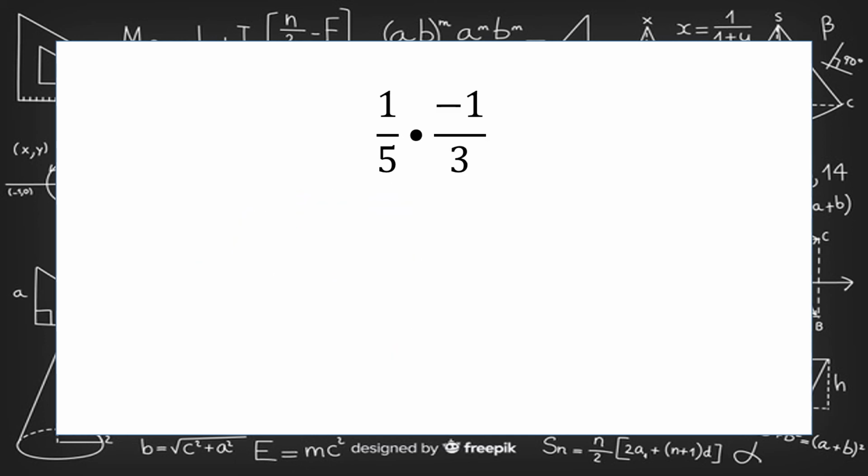1/5 times negative 1/3. When you're multiplying, all you have to do is multiply across the top and then multiply across the bottom. So 1 times negative 1 is negative 1. 5 times 3 is 15, and that is it.